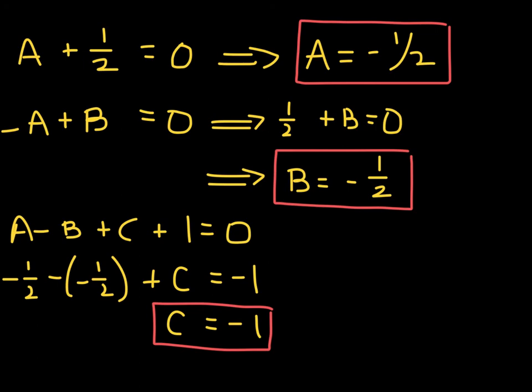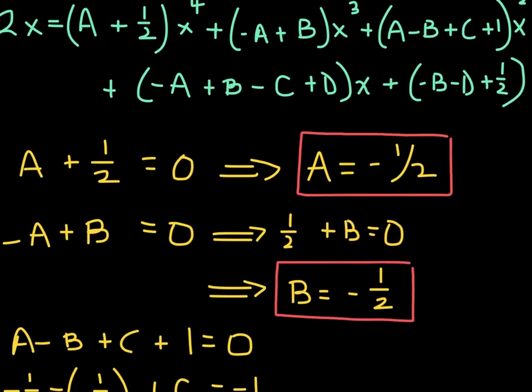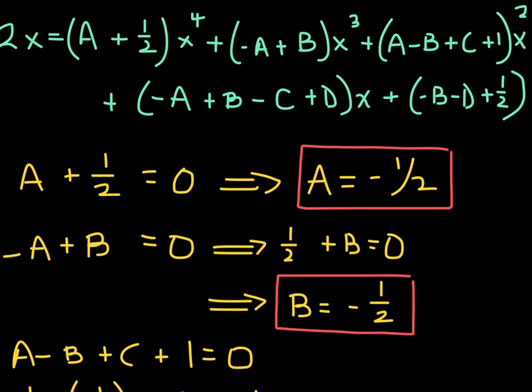So now let me come back here to the identity. Here we go. Now we're going to go to the first degree term, which is right here. Take this coefficient, negative a plus b minus c plus d. That coefficient must be equal to the coefficient of the first degree term on the left-hand side, which finally we have. It's 2. So this coefficient must be equal to 2.